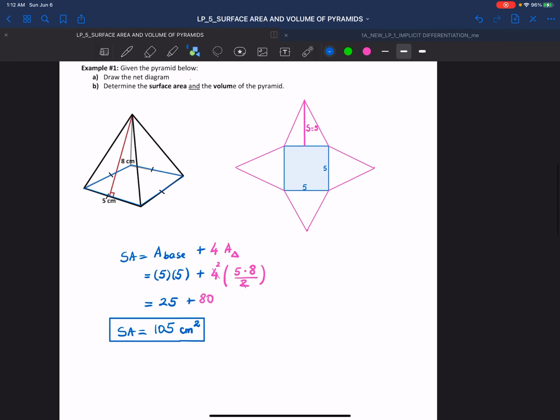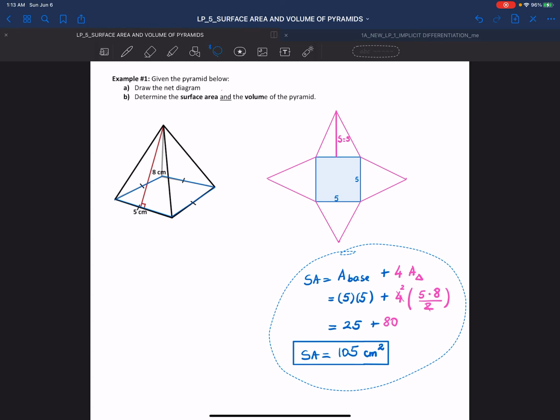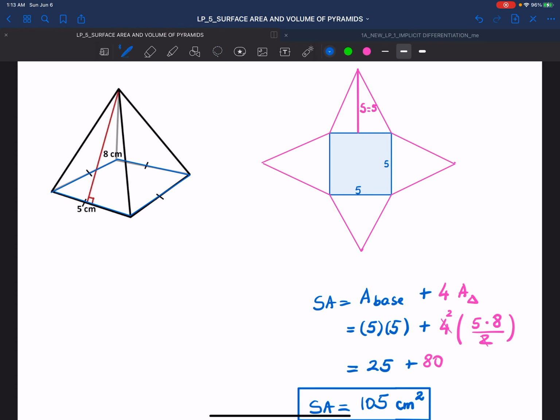All right, so another question asked in here is to find the volume of the pyramid. And why don't I move this one under the net, so we organize our solution. Now, to find the volume of the pyramid, we're going to have to use the volume of a pyramid formula. So that would be 1/3 of the area of the base times the height of the pyramid.